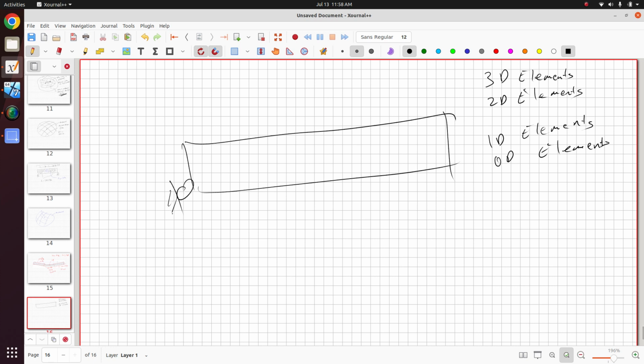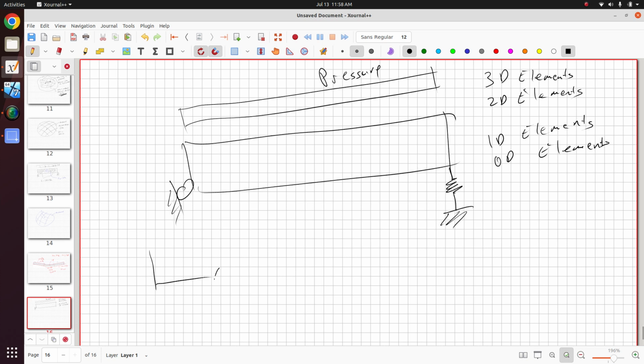We're still going to be dealing with the same beam. We have a pressure load here at the top. But here what I'm going to do is support the translation along the Y with some springs. The springs in this case are going to be defined with CELAS entries, so this is going to be a type of 0D element.